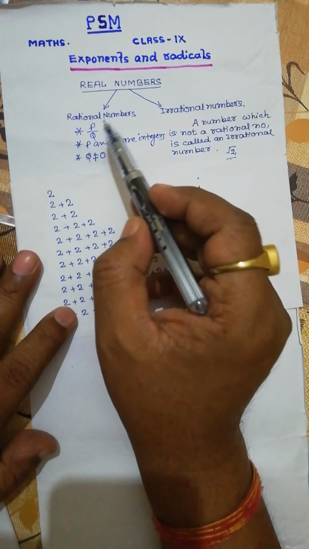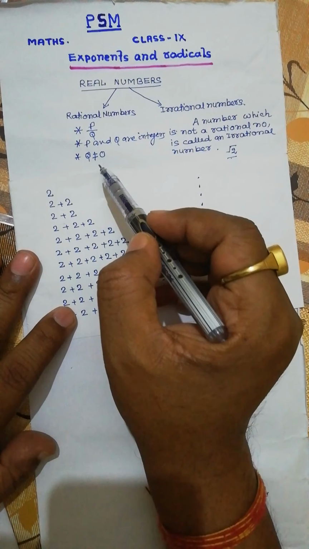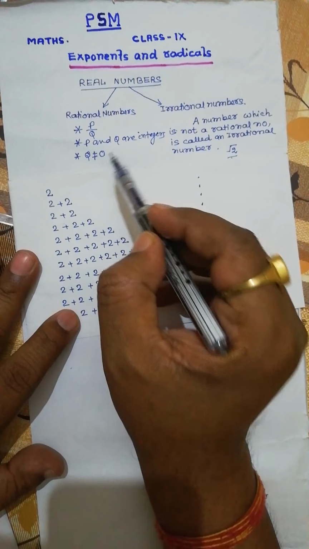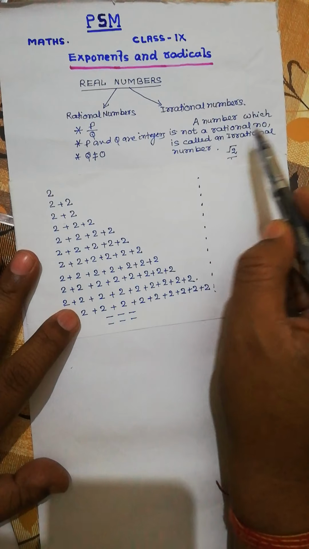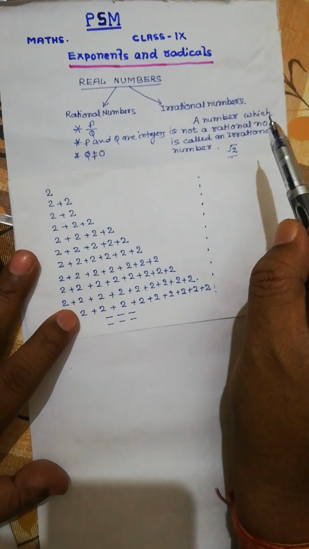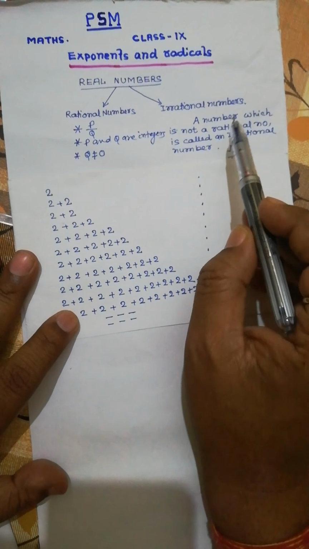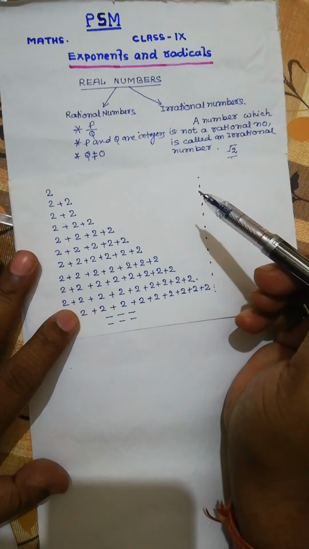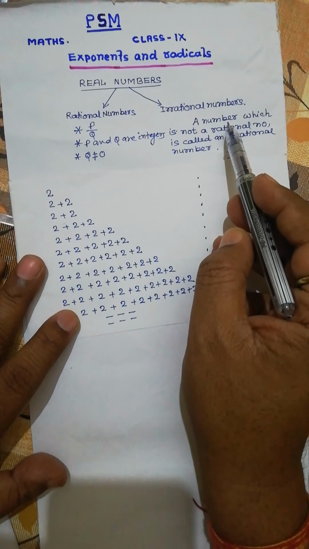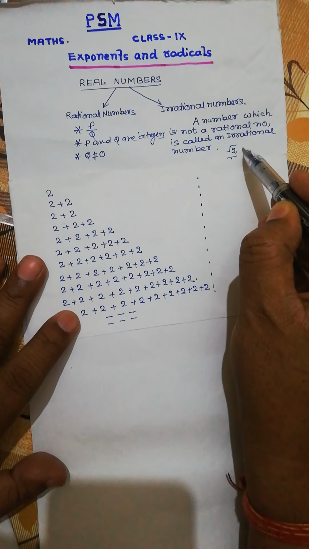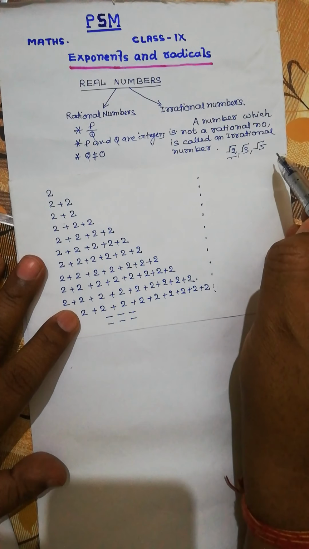So rational numbers must be in the form of p by q, and here p and q both should be integers, and the denominator, that is q, should not be 0. But an irrational number is a number which is not rational, which doesn't satisfy all these conditions. So that number will not be rational and that will be irrational. For example, root 2, root 3, root 5, these are irrational numbers.